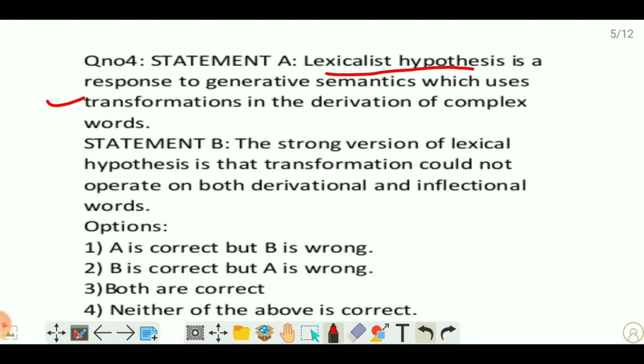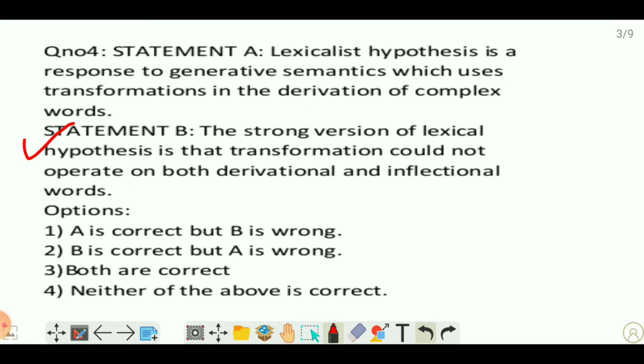Statement B is the strong version of lexicalist hypothesis is that transformation could not operate on both derivational and inflectional words. This statement is also correct because the weak version of lexicalist hypothesis says that transformation cannot operate only on derivational words, and the strong version is that it cannot operate on any of these two types of words. Option number 3 is correct.